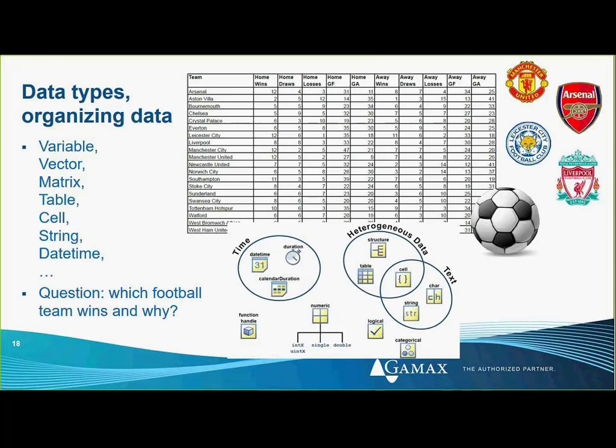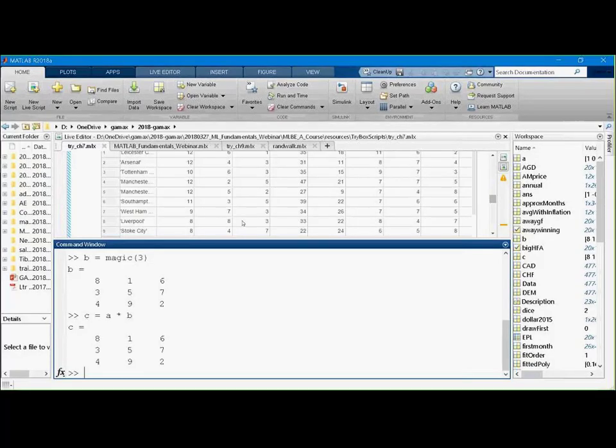In the next section, we will talk about the table data type, and a specific example included in the course is the analysis of the Premier League football standing with teams like Manchester United, Arsenal, and Liverpool included. This example shows you the different data types which are available in MATLAB. And we will be asking the question, which football team wins the Premier League and why? Let's have a look at this specific example.